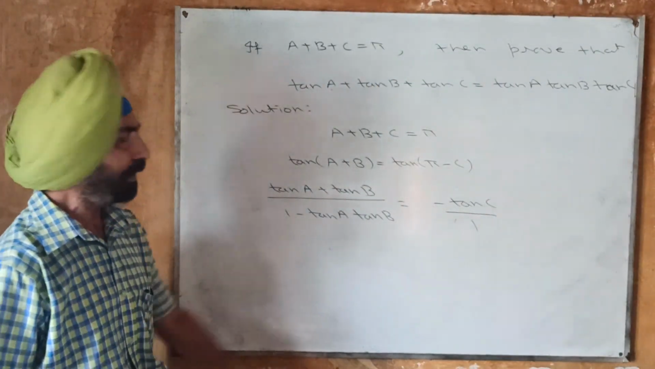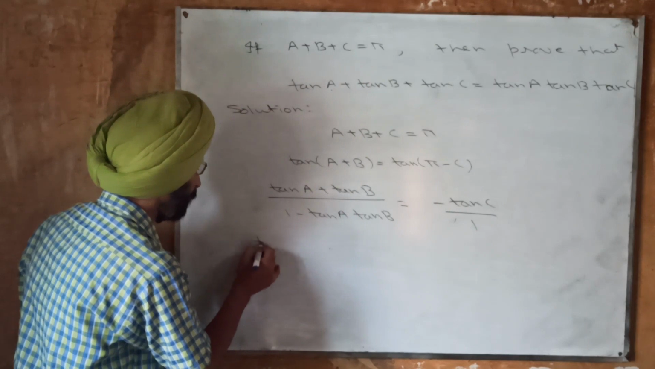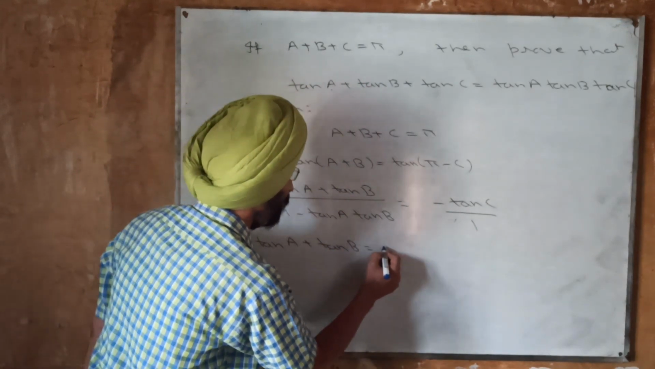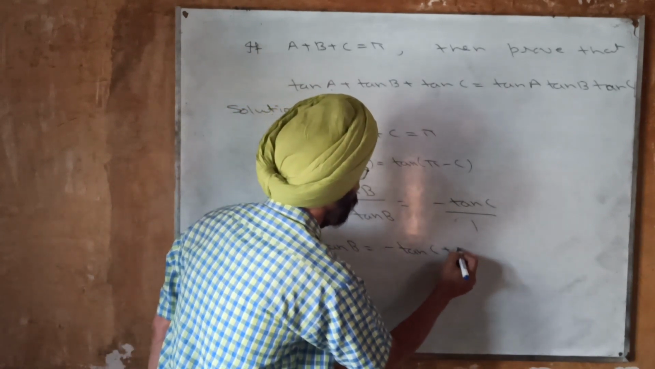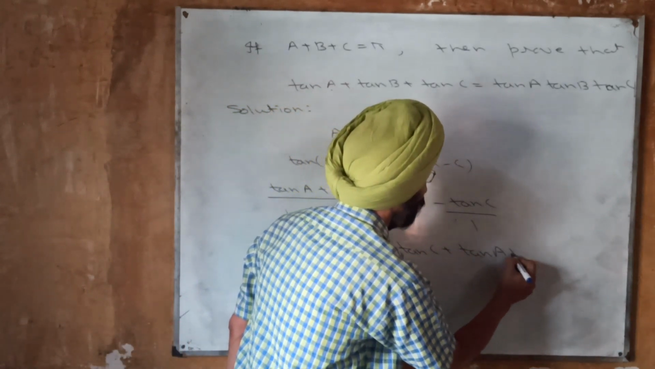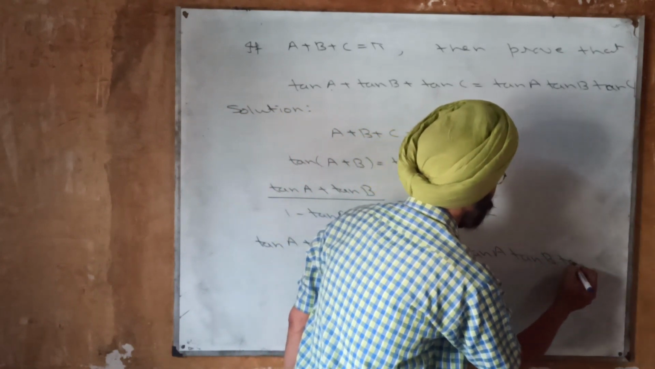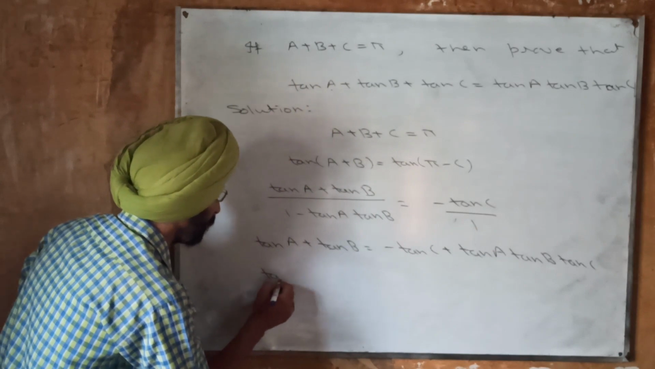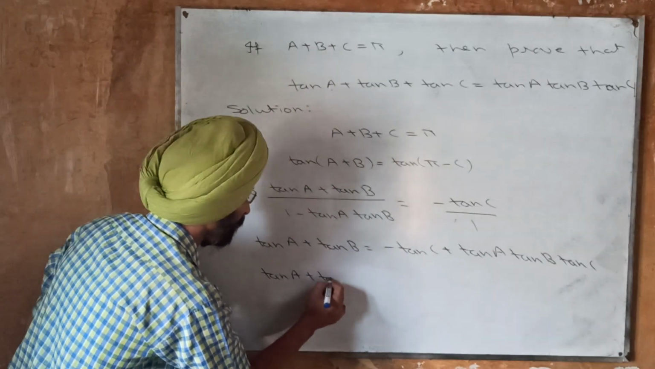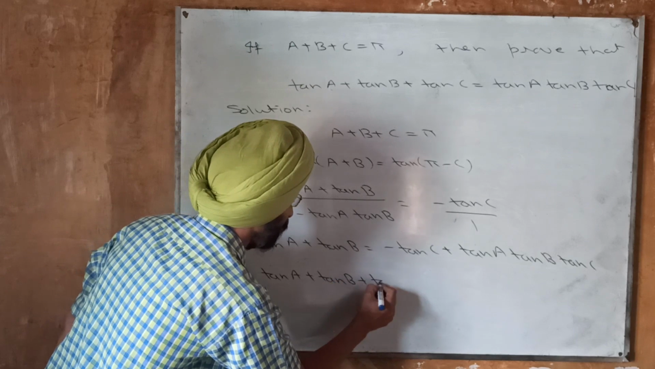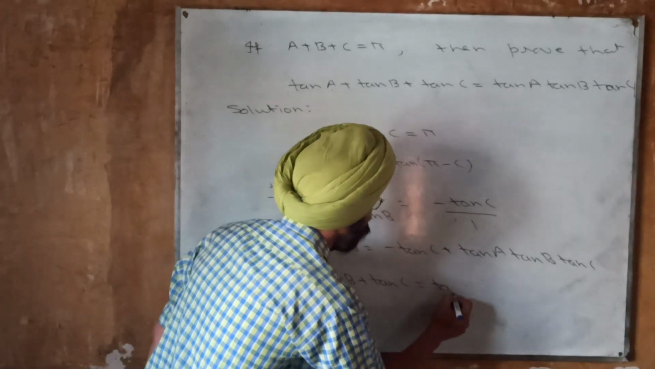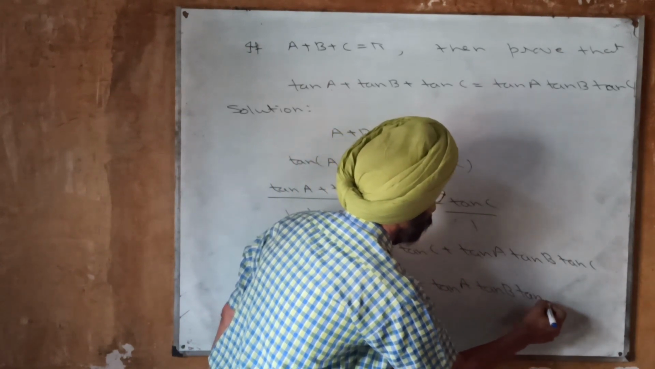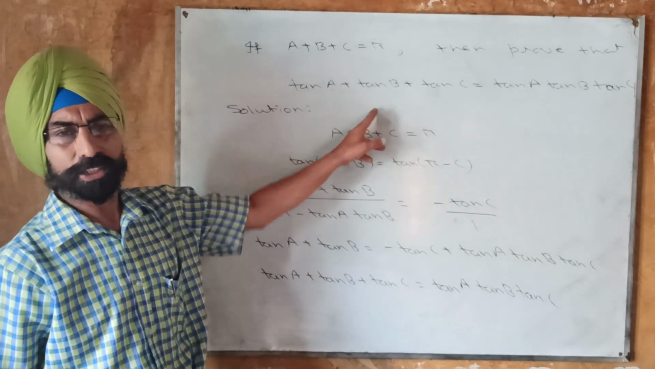Now put it over 1, cross multiply, you will get tan a plus tan b is equal to minus tan c plus tan a tan b tan c. Take this minus tan c to the left hand side, it will become tan a plus tan b plus tan c is equal to tan a tan b tan c, which is our required result to be proved.